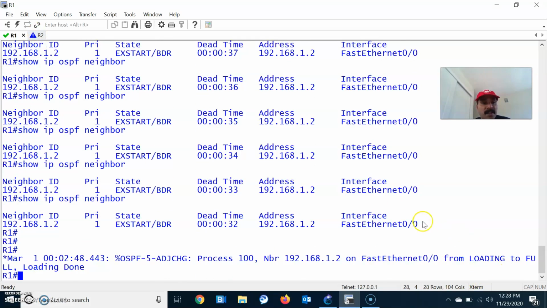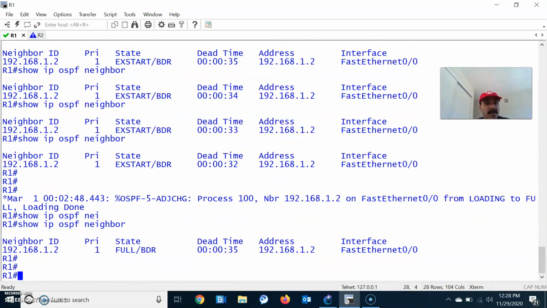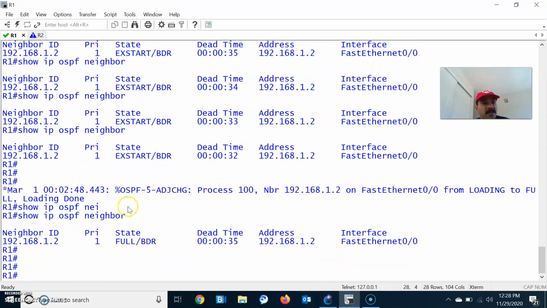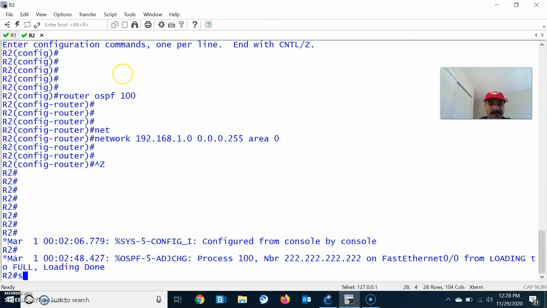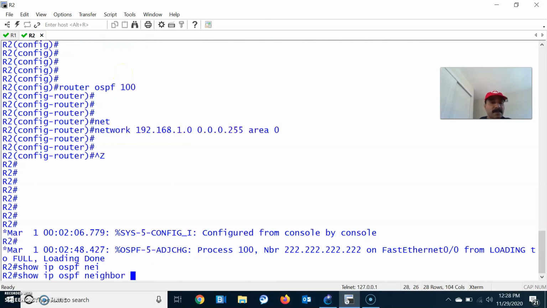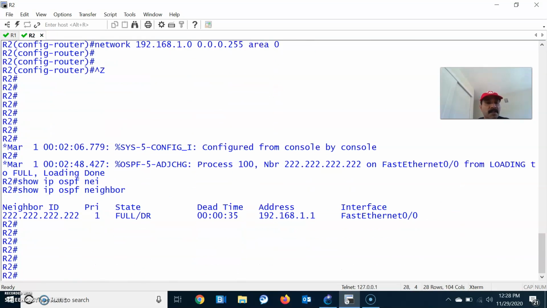So it went to loading and now it has established a full neighbor relationship. Show IP OSPF neighbor. So this is a BDR, neighbor is a BDR. Let us see here R2, show IP OSPF neighbor. So this is already established.